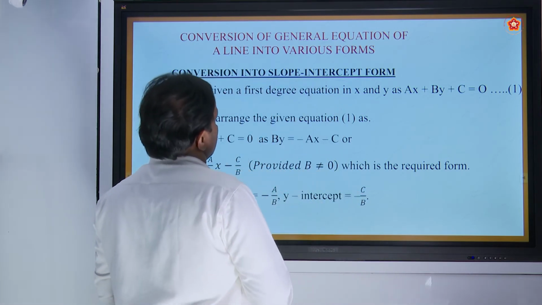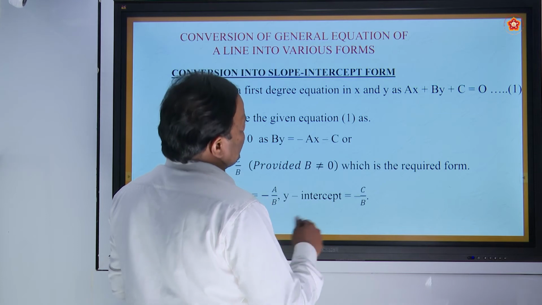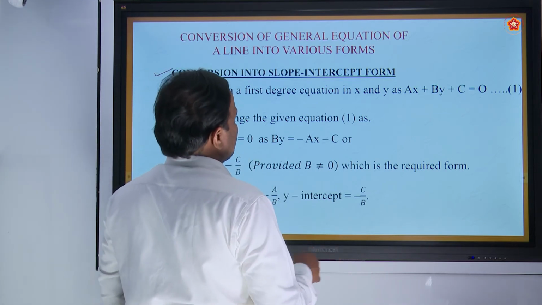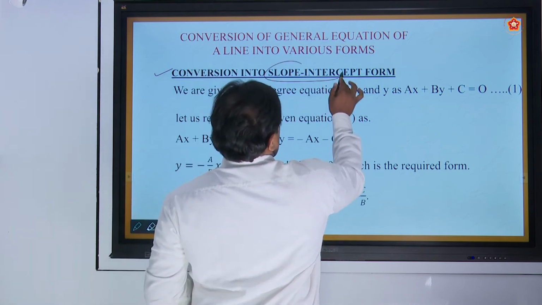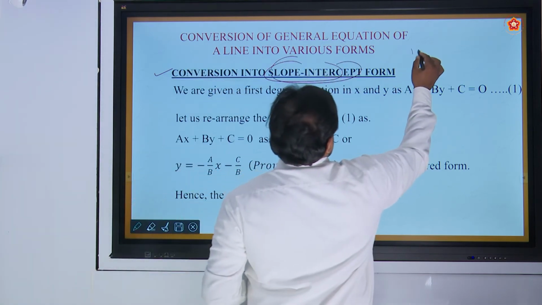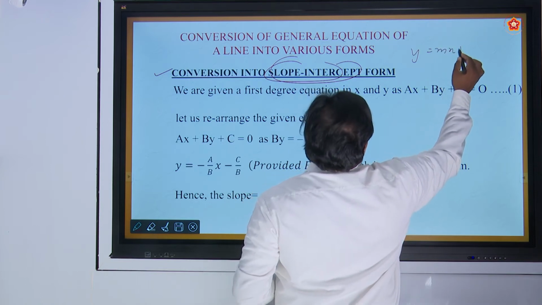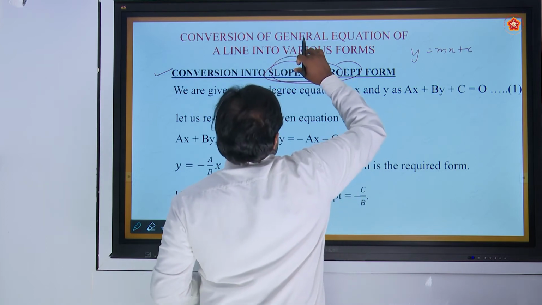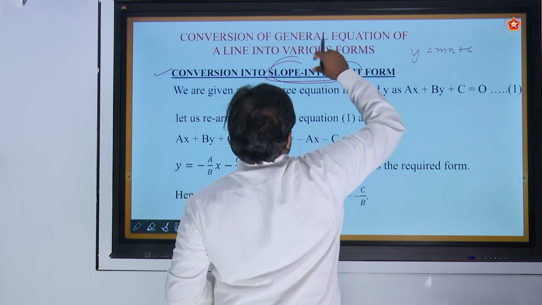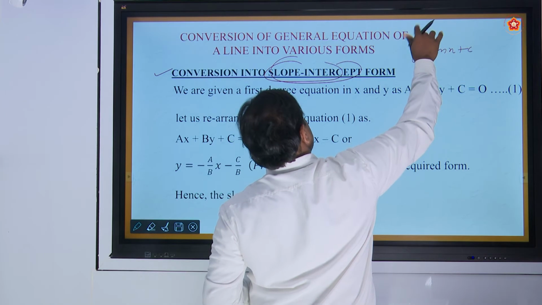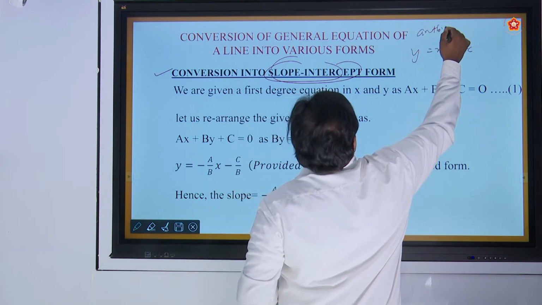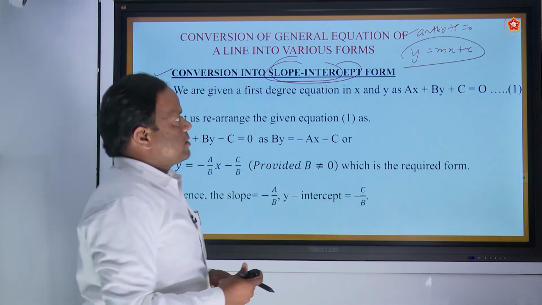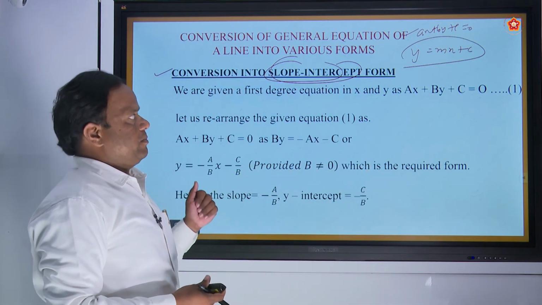Conversion of a general equation of a line into various forms. The first one is conversion into slope intercept form. What is slope intercept form? It is y equal to mx plus c, and we saw this in the previous slide. Conversion from the general equation to slope intercept form: you have to convert the equation ax plus by plus c equal to 0 into y equal to mx plus c.